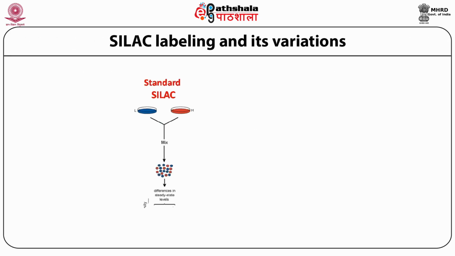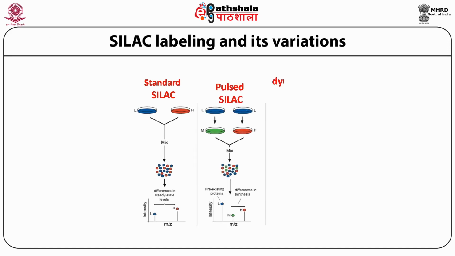SILAC labeling and its variations. There are three types of SILAC labeling: standard SILAC, pulsed SILAC, and dynamic SILAC. In the standard SILAC, two populations of cells are cultivated in cell culture. One of the populations is fed with growth medium containing normal amino acids, while the second is fed with growth medium containing amino acids labeled with heavy isotopes. The ratio of peak intensities in the mass spectrometry for such peptide pairs reflects the abundance ratio for the two proteins.